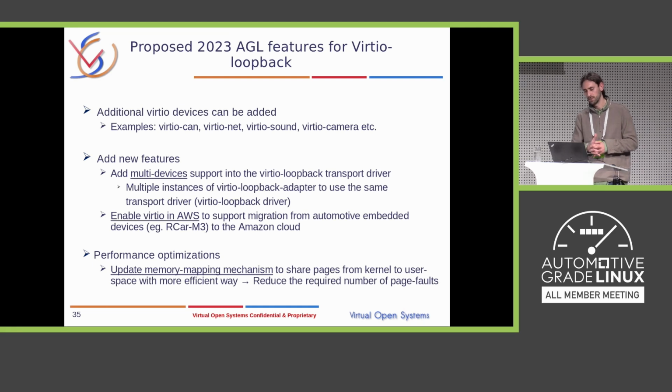The next is to enable Virtio on AWS to support the migration from an automotive embedded device, such as the ARM R3, to the Amazon cloud. Performance optimizations, we have already talked about it. It's to update the memory mapping mechanism, which we believe is going to have a big impact on the previously presented results.